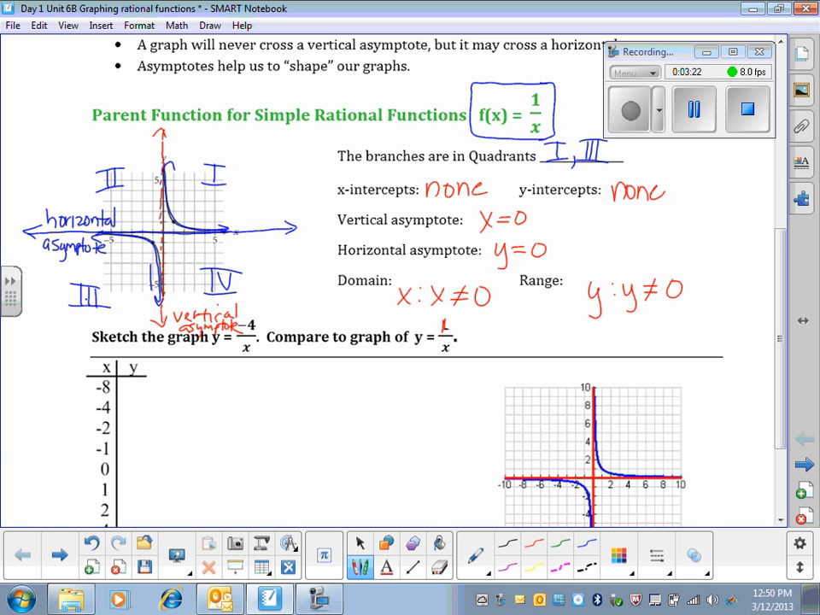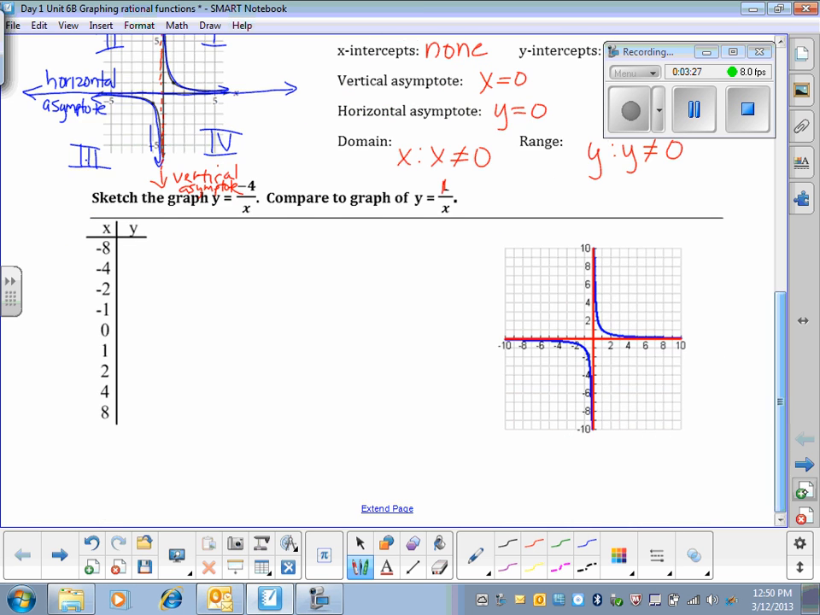All right, questions so far? All right, if you look at this next picture here, the graph, this blue line is the parent graph, right? Do you see that? And we're going to compare what this graph right here, that I've almost written over here, what that one looks like. So let's first make a t-table here.